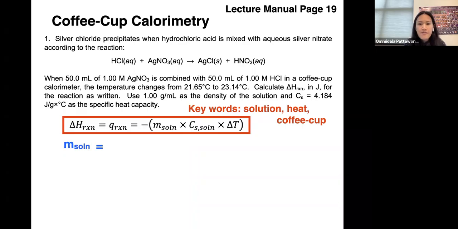So how do we know the mass of the solution now? Well, the mass of the solution here, if you're looking at this, some of you might not know what this unit means.